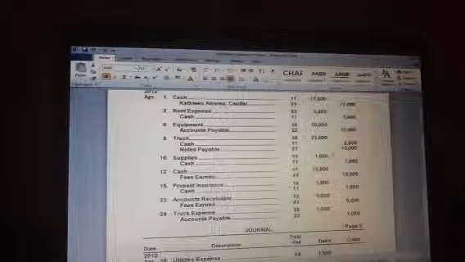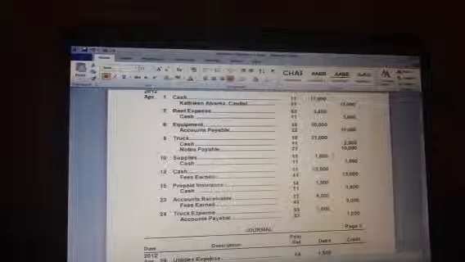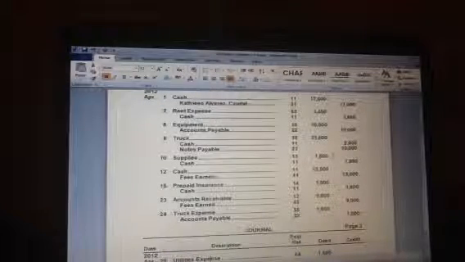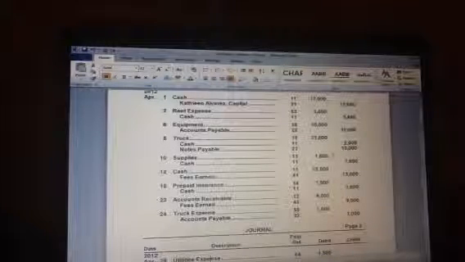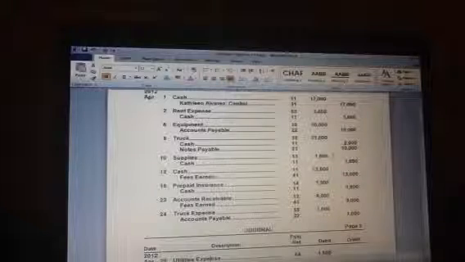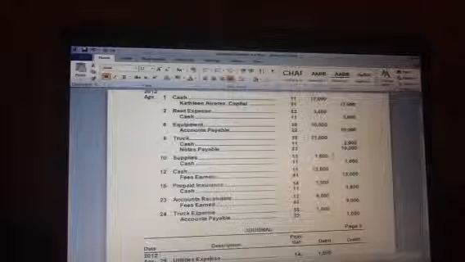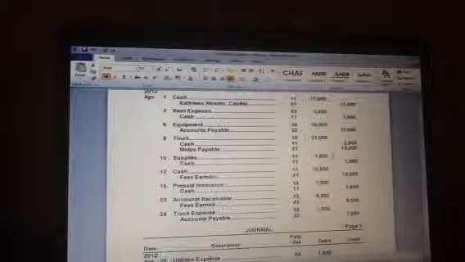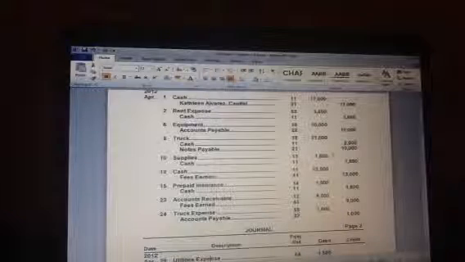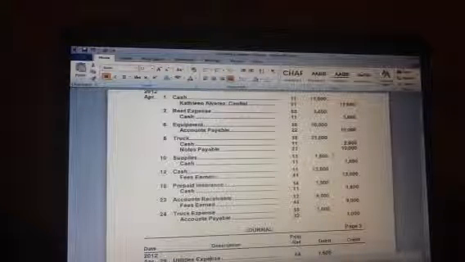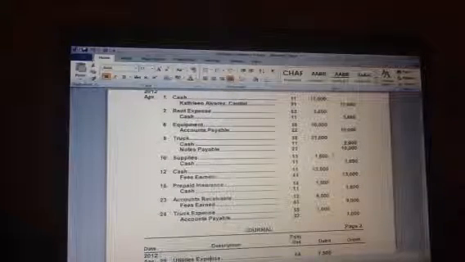On the 15th, we paid the annual premiums on property and casualty insurance, $1,800. When you pay an expense in advance, like you pay your insurance in advance, it's an asset because we haven't used it yet. So we're going to debit an asset account called prepaid insurance. It's going to increase by $1,800. We paid it, so we're going to credit cash $1,800.